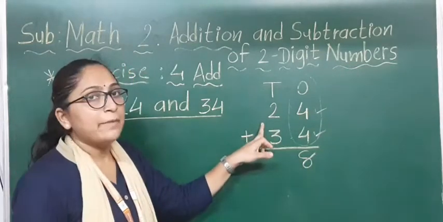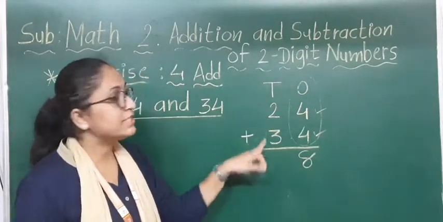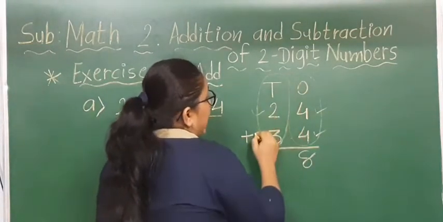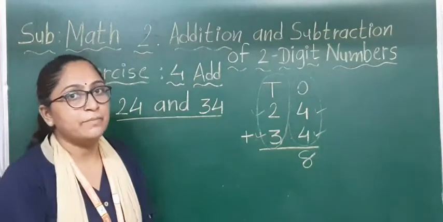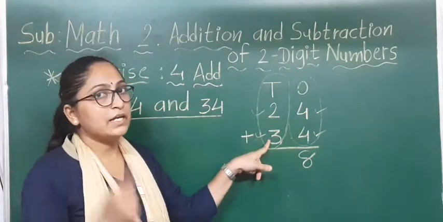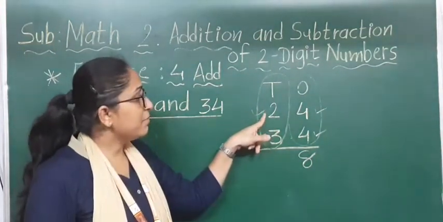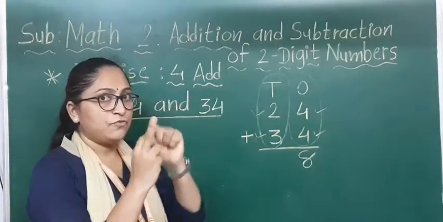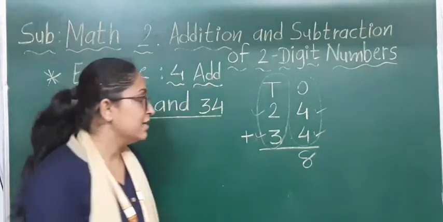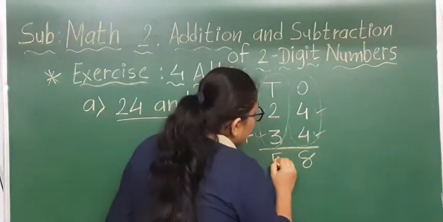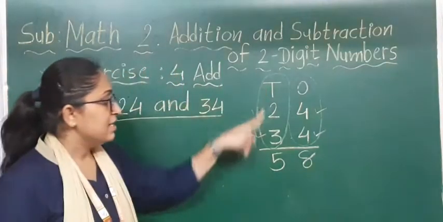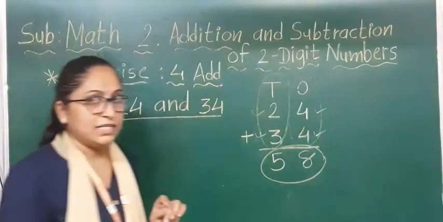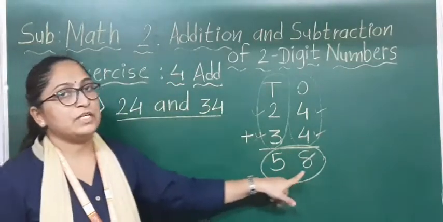Now second step, we have to add the numbers in the tens place, that means 2 and 3. Now find the bigger number. Yes, 3 is bigger. Keep it in your mind and 2 on your fingers, that means 2 fingers. After 3: 4 and 5. So here we got the number 5. Write it down in the tens place. Now we got the answer, 58. This is our answer, 58.